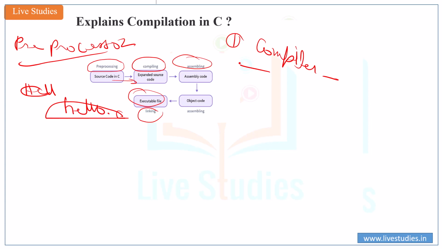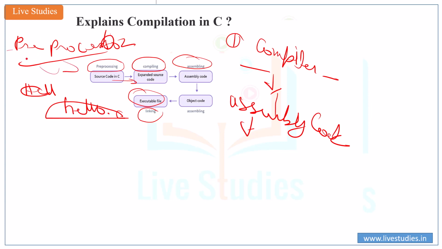Then the assembler: assembly code is converted into object code by using an assembler. The name of the object file generated by the assembler is the same as the source file. The extension of the object file in DOS is .obj, suppose hello.obj, and in Unix the extension is .o. If the name of the source file is hello.c, then the name of the object file would be hello.obj.